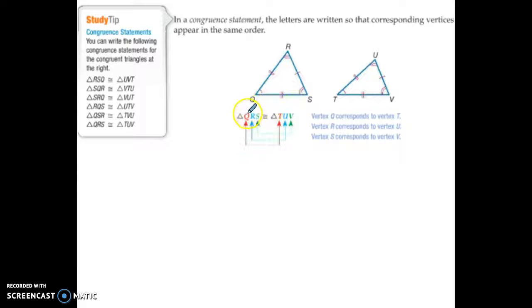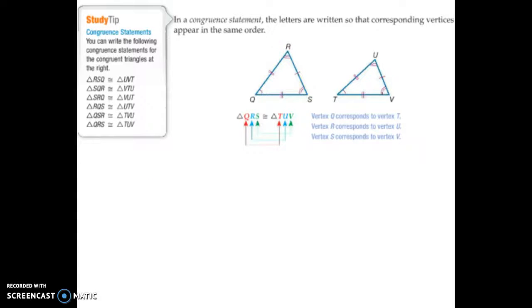QR, the first two letters make side QR. Those are going to be the exact same size as TU. They correspond, the order. RS, the second and the third letter, are going to be equal to UV, however far those are. And then SQ, first and last, or last and first, is going to be V and T. Okay? And again, if they give you a picture, they'll put the dashes that tell you. UV has one dash, RS has one dash.